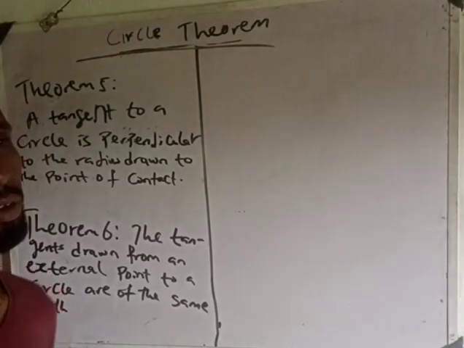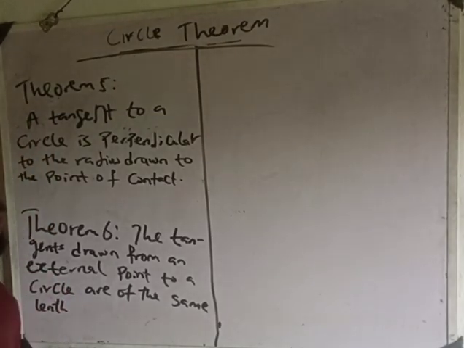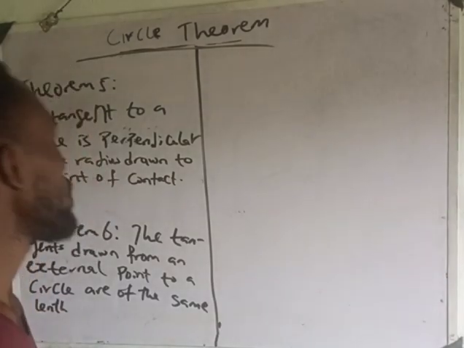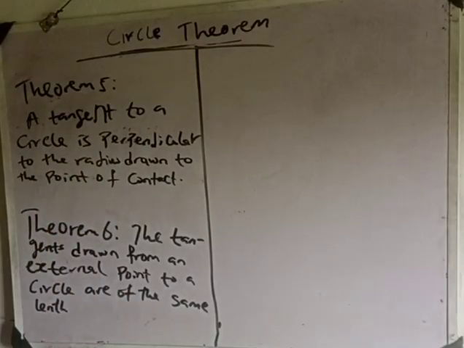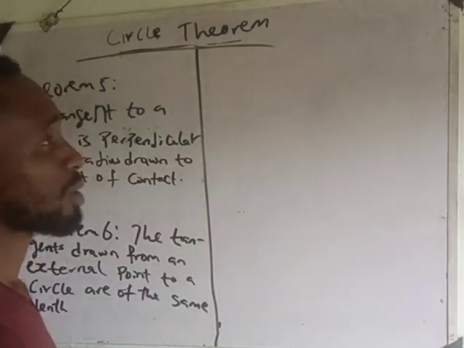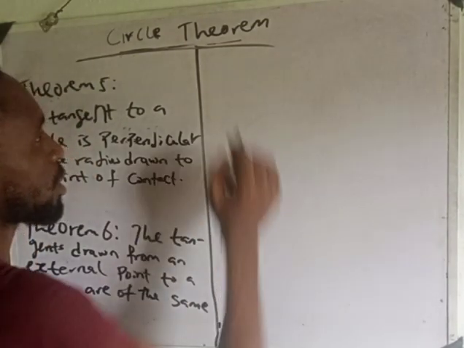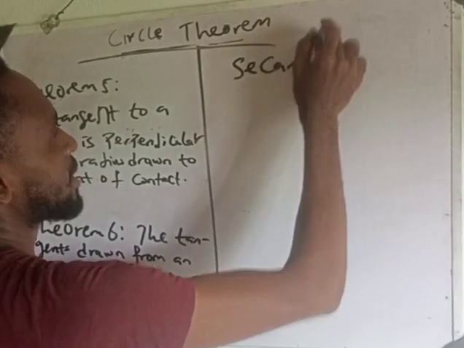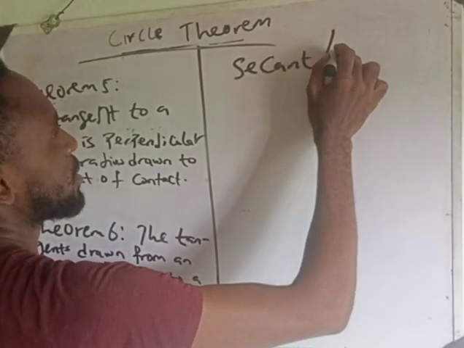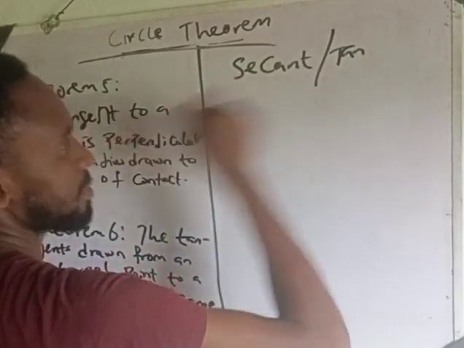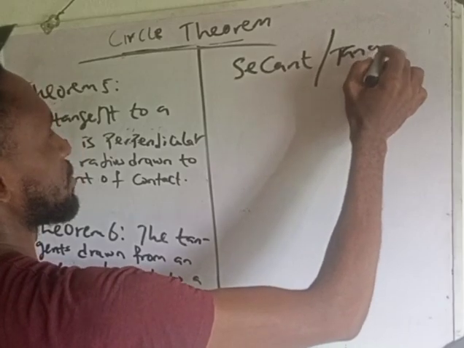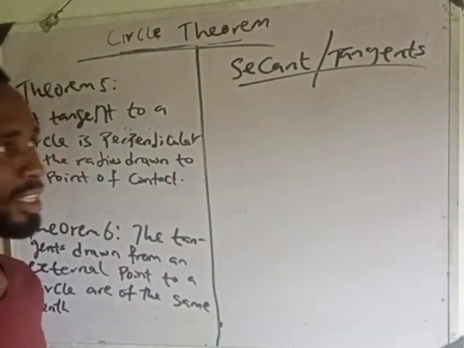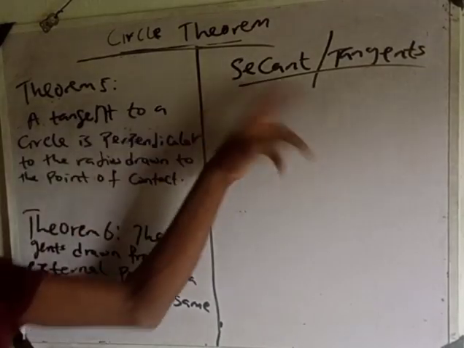I think so far everything we've done points to the fact that the angle at the center is twice the angle at the circumference. Today we are going to be starting to look at two concepts. There are some concepts in circle theorem. There's something we call secant, and there's another thing we call tangent. Secant and tangent, right? These are two different things.